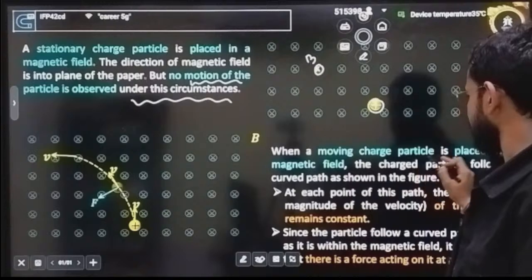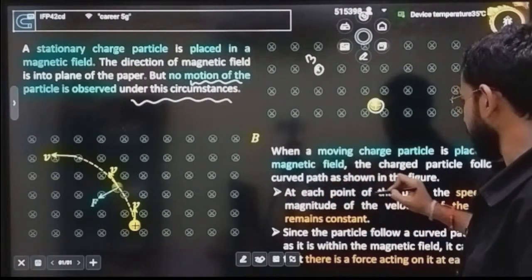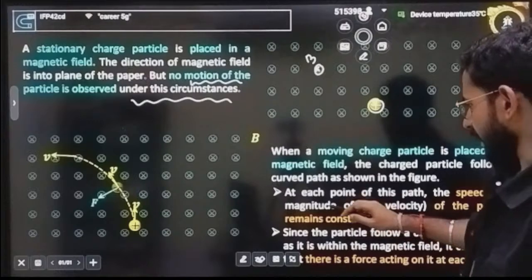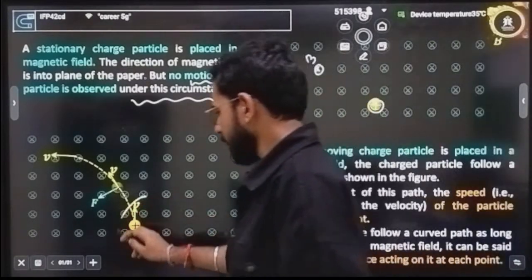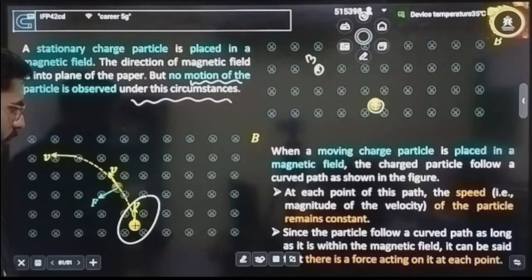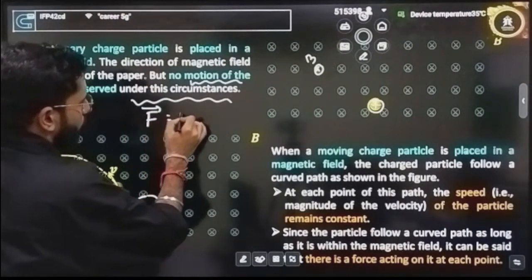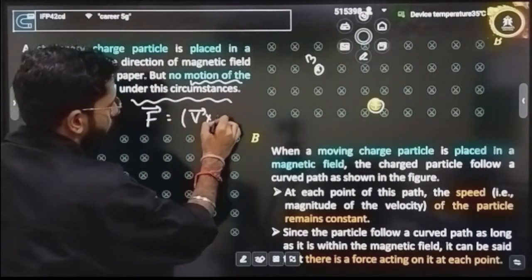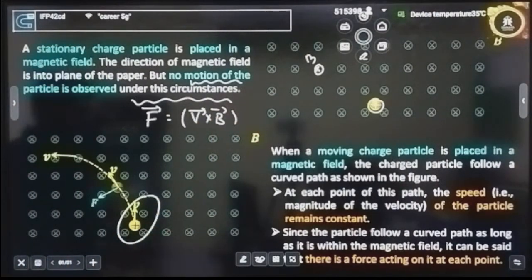But in the second case, when a moving charged particle is placed in the magnetic field, the particle follows a curved path as shown in the figure. At each point of the path, it is given some velocity v. Now what will be happening? The next portion is only about that force. For finding the direction of force, it will simply be v cross B. If you are not understanding that also, there is no problem, I will tell you.